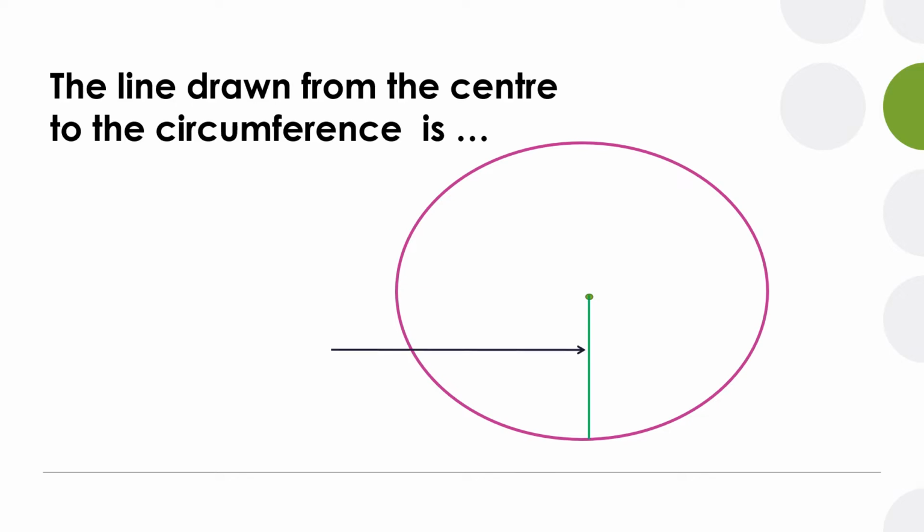Next, if you draw a line from the center of the circle to the circumference, it is called the radius. Okay, so here this green color line that you see starts from the center of the circle towards the circumference. Now it is not necessary that you need to draw this line over here only. It could be anywhere in the circle, but it has to start from the center till the circumference. That is called the radius of the circle.